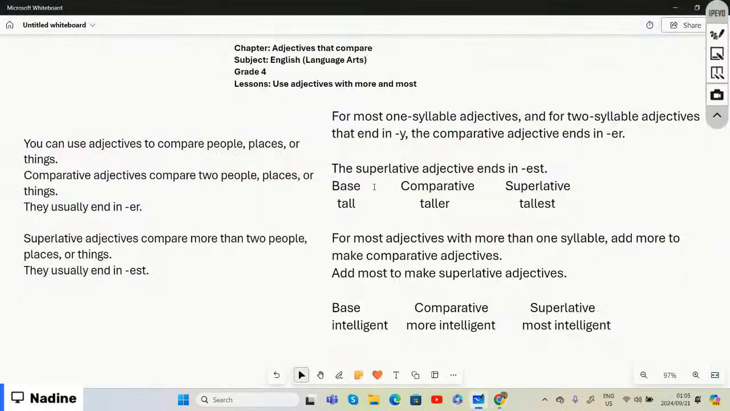All right. So our chapter is adjectives that compare. Our subject is English Language Arts. We're doing grade 4. And the lesson that we are going to be focusing on is to use adjectives with more and most.